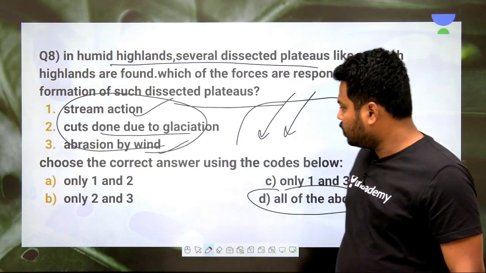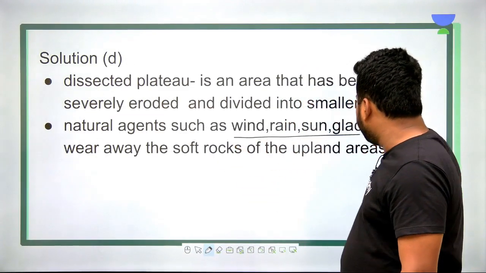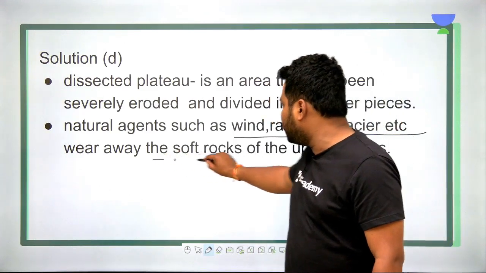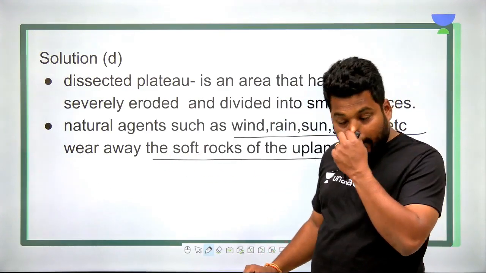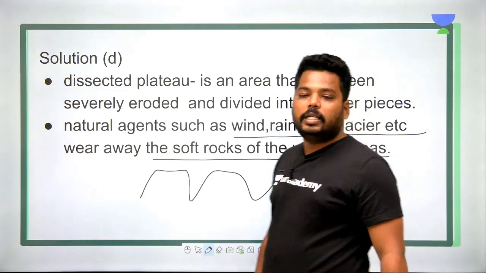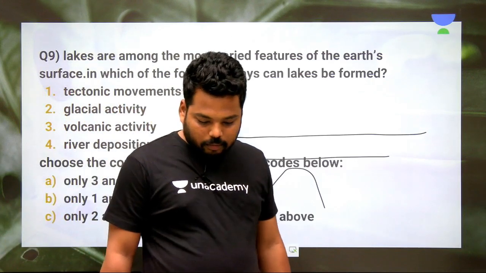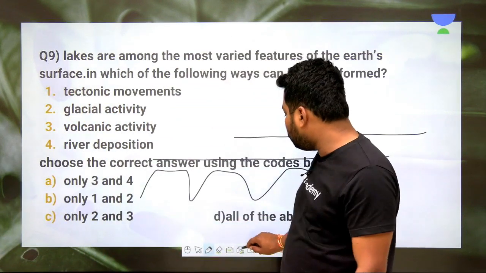Clear? Natural agents such as wind, rain, sun, glacier, etc. wear away the soft rocks of the upland areas, whereby when they wear off, we have divided, dissected plateaus. Next question.